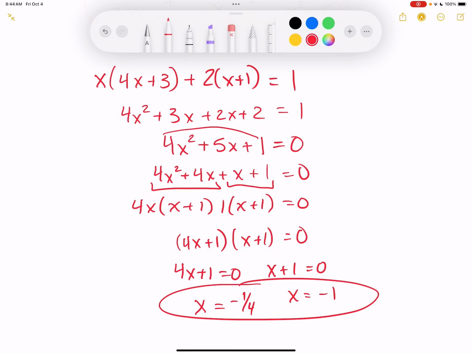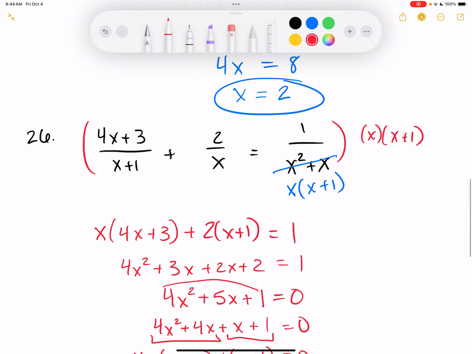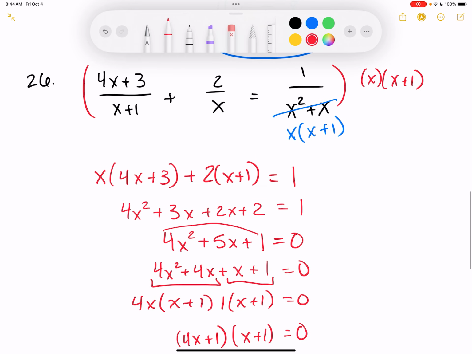Actually, we need to talk about something that goes with this that I forgot about. These are both solutions, but I need to see if they actually fit the equation. Okay, because what did I start with? Like, what were the things that were in the original equation? Fractions. They were all fractions, right? What can I not have in a fraction?